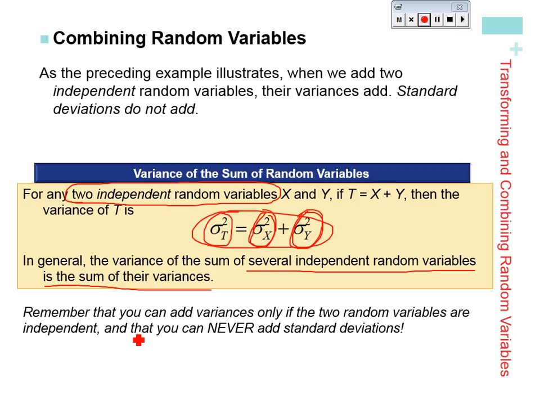So just a note here at the bottom, remember that you can add variances only if the two random variables are independent. So always make sure the random variables are independent, and you can never add standard deviations. The only thing that can be added is the standard deviation squared, which is the variance.